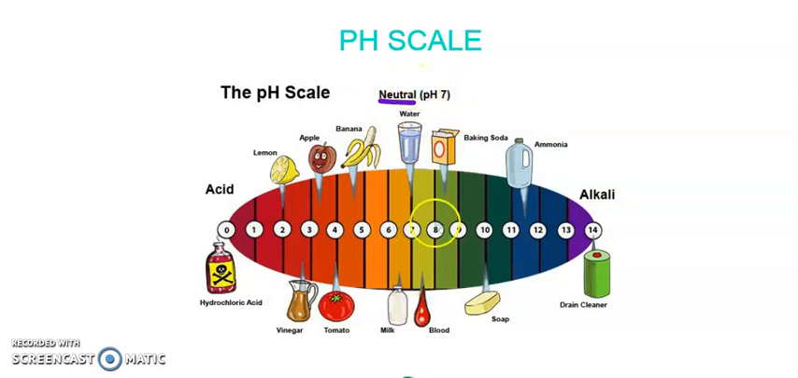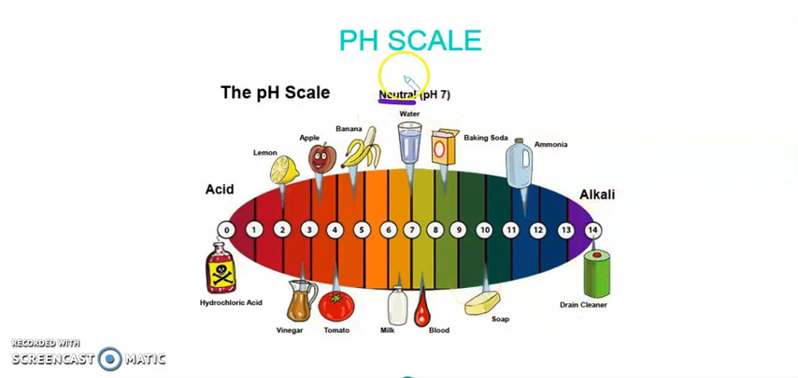Now, let's see some of the basic substances. Blood is basic in nature. Baking soda, soap, ammonia, and the cleaners that you use are all basic in nature.